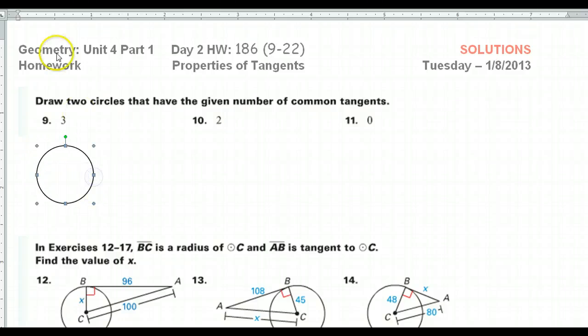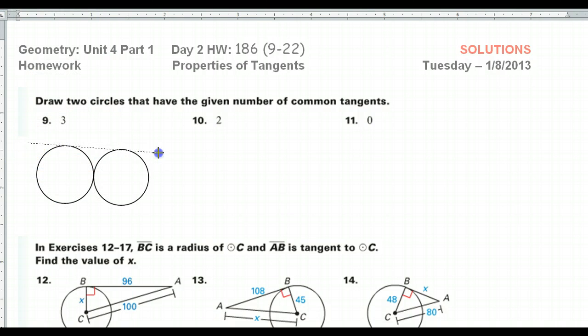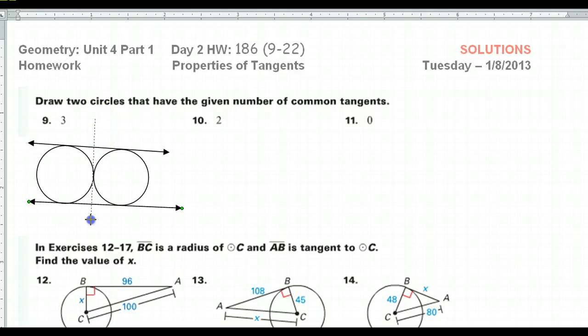If I draw my circles like this, if I draw the circles intersecting at a single point, that's going to create a situation where we will have 3 common tangents, because there will be one common tangent going like this, and there will be another common tangent going like this. I have to move that down. But there will be a third common tangent going right down the middle. Okay, so that's how we could have 3 common tangents.